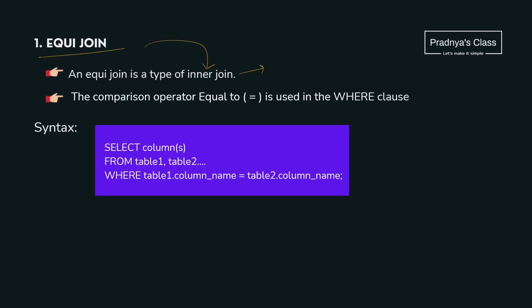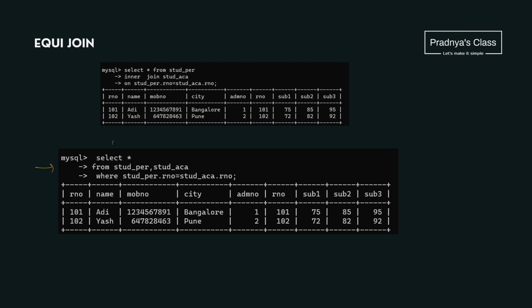What is inner join? It gives only matching records. Look at the query. Select columns from table 1, table 2. Here we will be mentioning the names of the tables. With the where clause we are trying to match the common column from both the tables. Look at the query: select star from student personal, student academics. With the where clause we are writing the condition. Here we are using the equals to operator. With this statement we are matching the common column RNO of both the tables.